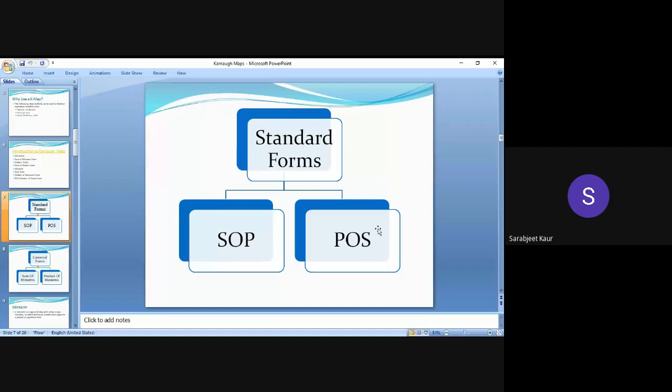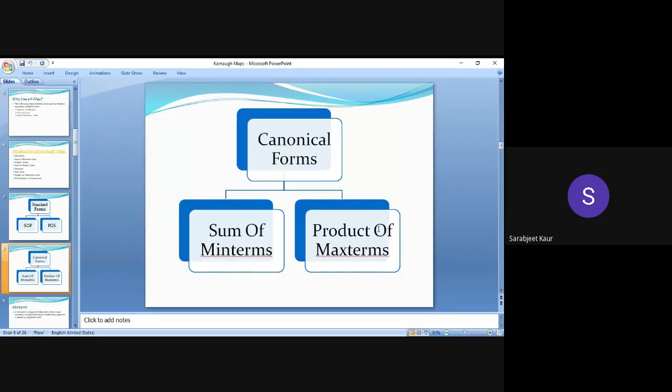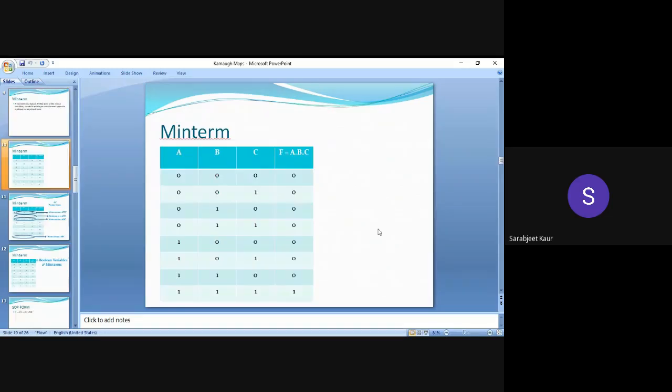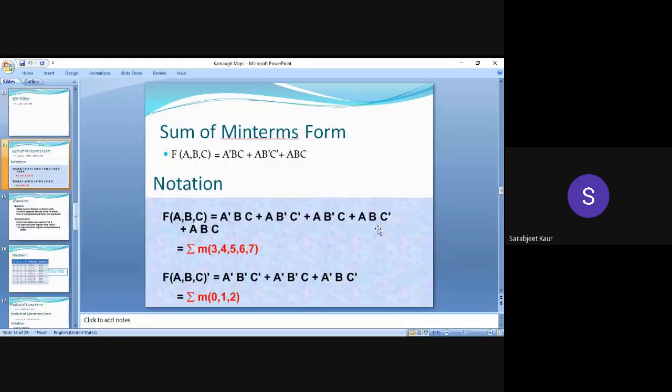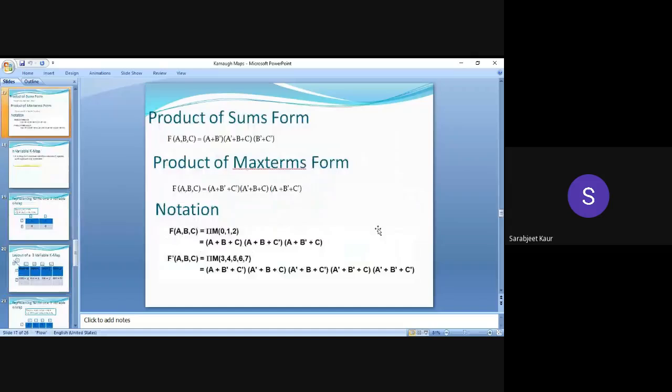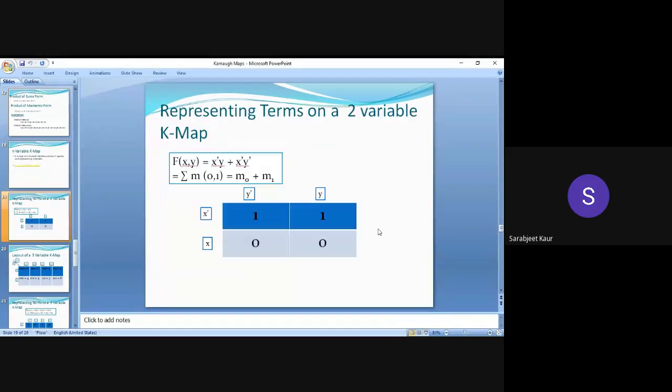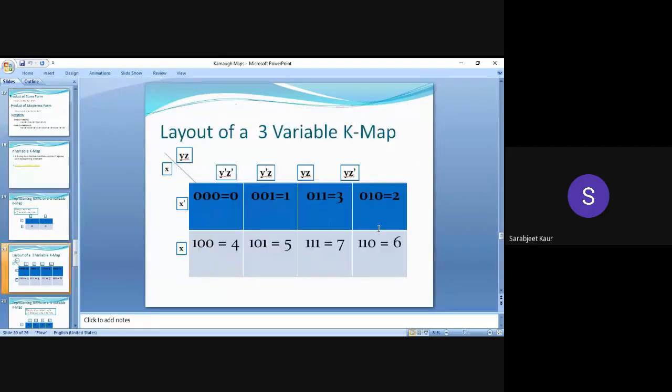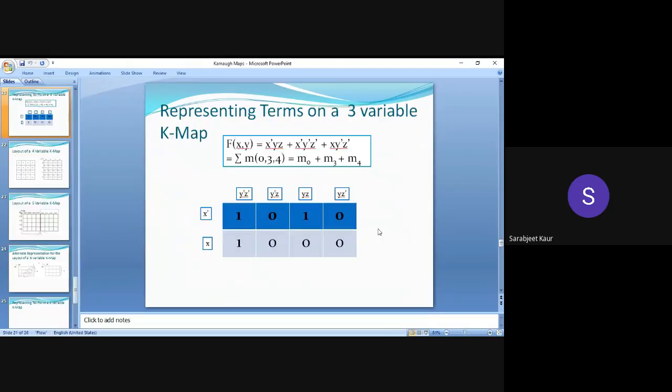concepts that we went over last time. So we had also discussed the standard forms, the canonical forms and their differences, right? And we had seen that they are duals of each other, right? And then we had seen the basic layout of a two variable map and how to represent terms on the same. Then we had also seen the layout of a three variable Karnaugh map and we had also seen how to represent terms on the same.